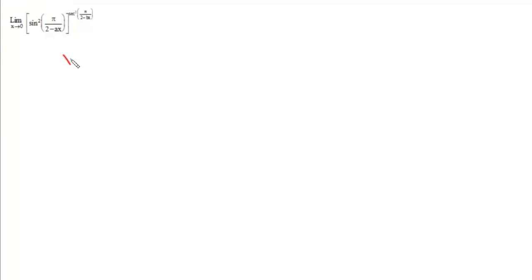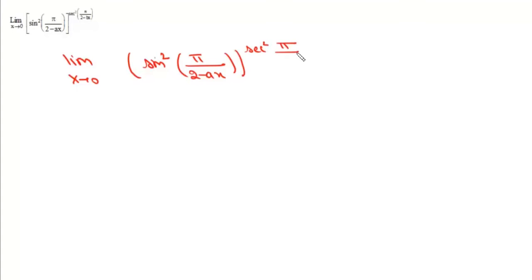Now here the question is, we need to solve this limit x tends to 0 sine square pi upon 2 minus ax into secant square pi upon 2 minus bx. Now first we'll check its form. If we put x as 0, sine pi by 2 is 1, and secant pi by 2 is infinite, so it is 1 to the power infinite form.